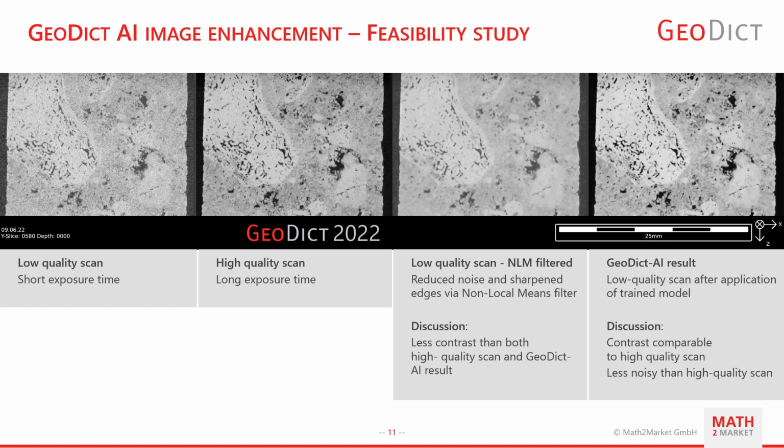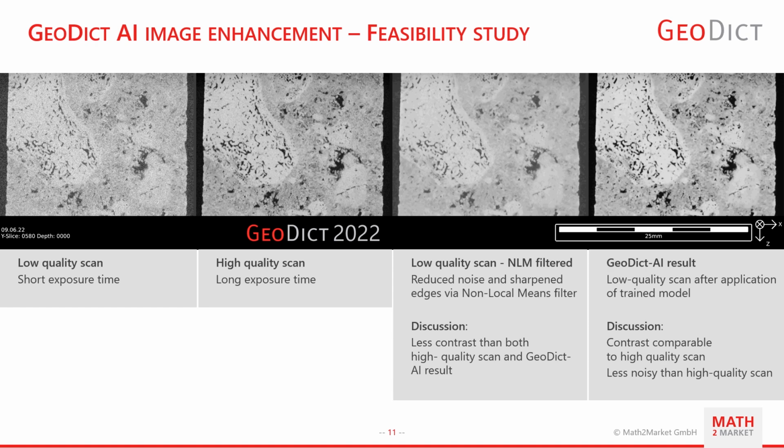Here you can see the results of our first feasibility study. The leftmost image is the low quality scan with the short exposure time. You can see it has a lot of noise and there is way less contrast than on the image on the right to it, which is the high quality image with the long exposure time. So there's a significant difference between these samples.